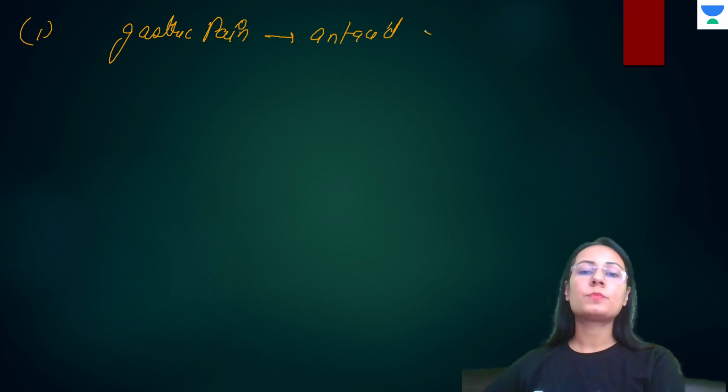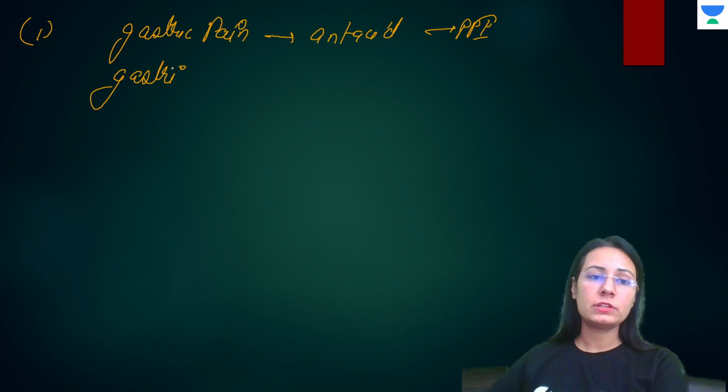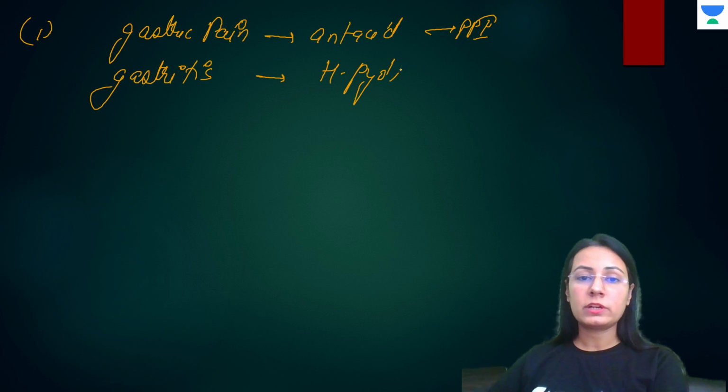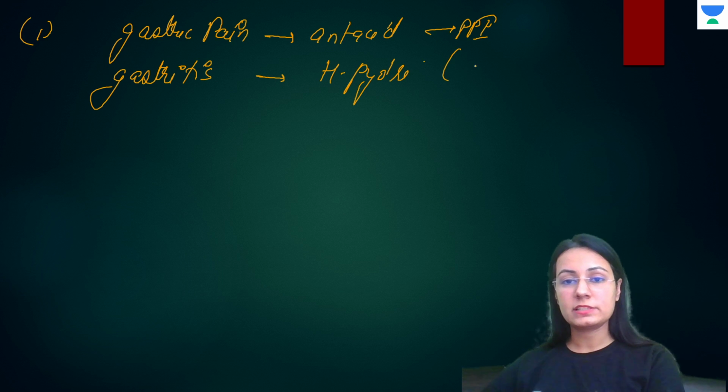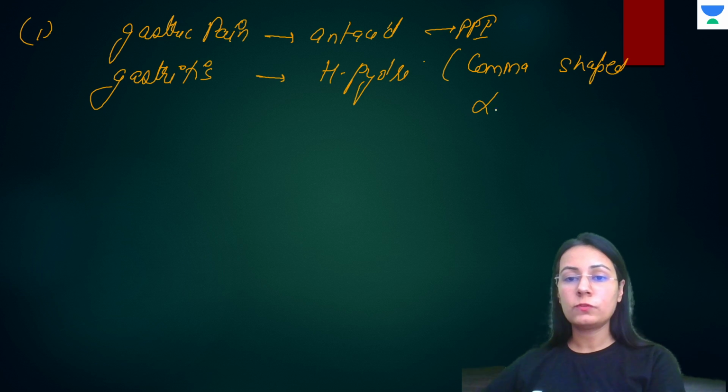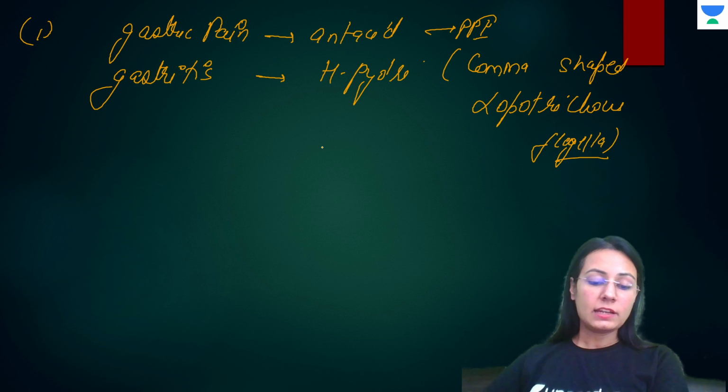Okay. Now, question stating that female is having the gastric pain that was relieved by what? Antacid, and showing good response to proton pump inhibitor, that the patient is having gastritis. And the organism, comma shaped organism is what? H. pylori. That is the comma shaped organism with lophotrichous flagella.